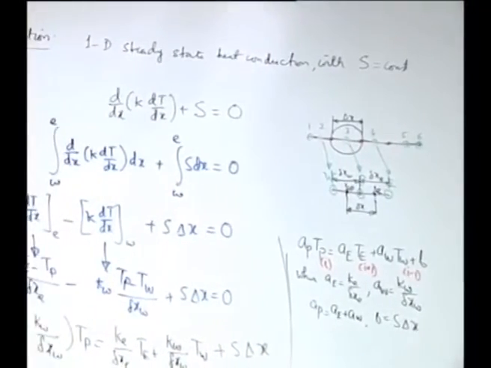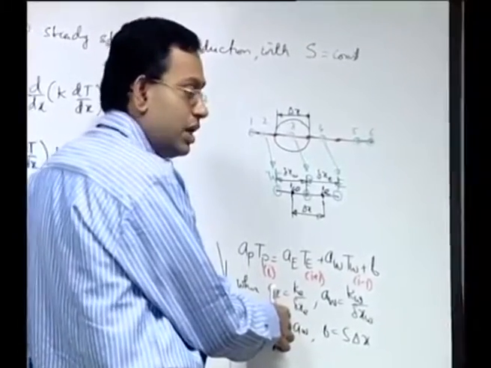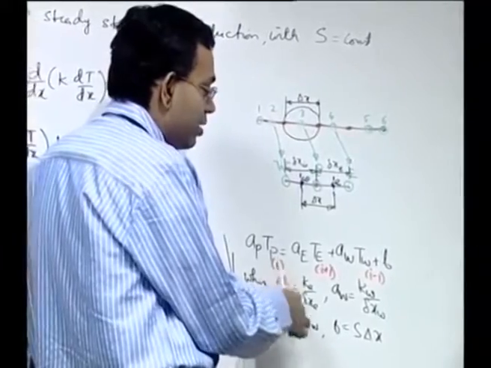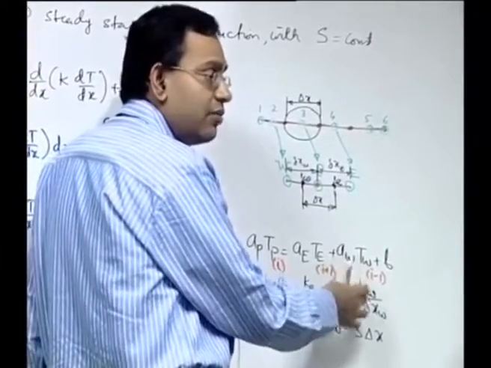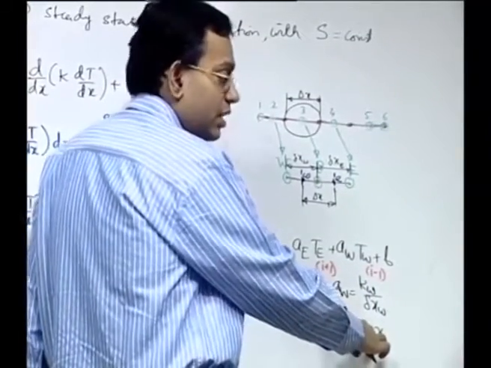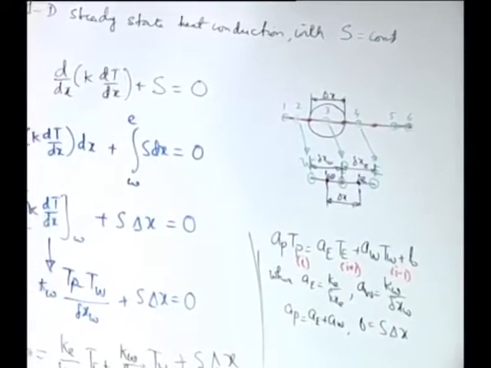Physically you can interpret different terms. What is K by delta x? It is the conductance at that particular location. So this is the conductance at the left face, this is the conductance at the right face, like that. This is the total generation within the control volume. So it is a balance of fluxes and generation within the control volume.